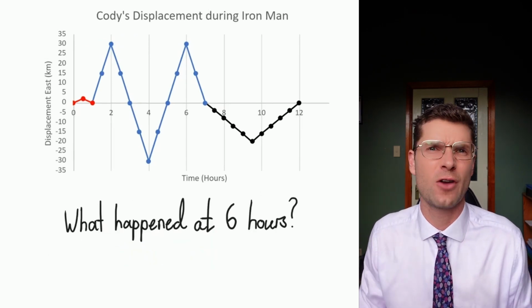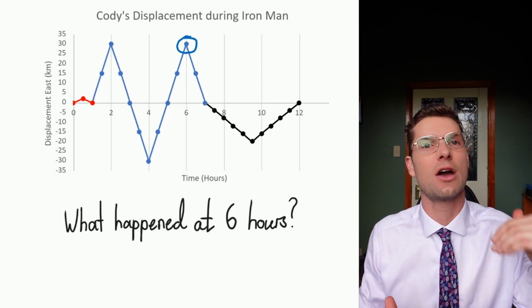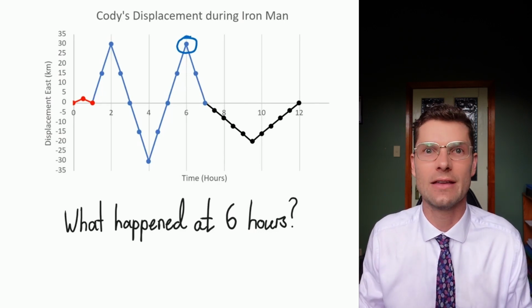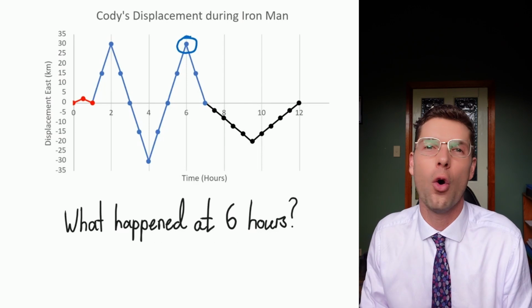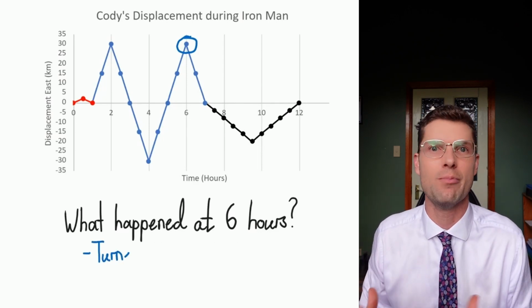When we analyze this, we've got to look at what these turning points are. What's happening at 6 hours? So what's really important here is that just because it's going downhill now does not mean that Cody's going slower. All that's happened here is they've gotten to a cone and they're turning around. They're starting to ride back home.